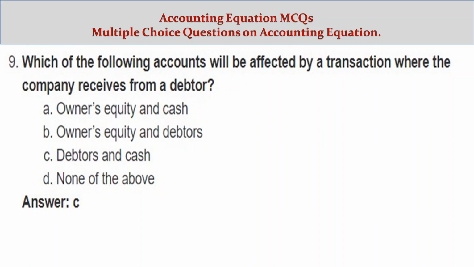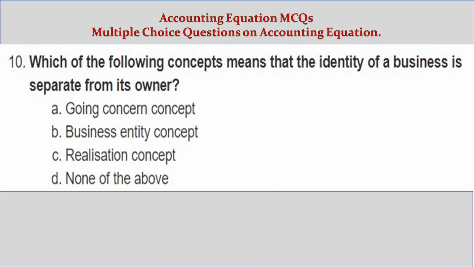Answer, Option C. Debtors and cash. 10. Which of the following concepts means that the identity of a business is separate from its owner? Option A. Going concern concept. Option B. Business entity concept. Option C. Realization concept. Option D. None of the above.